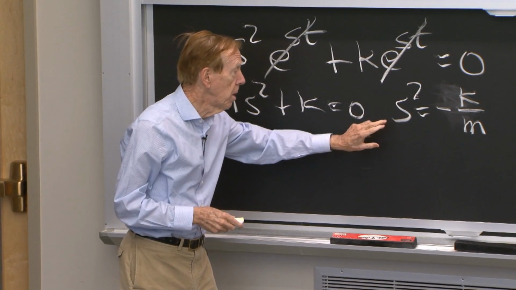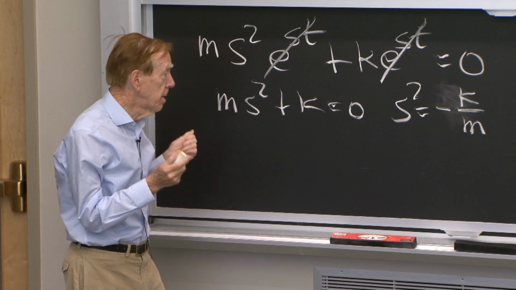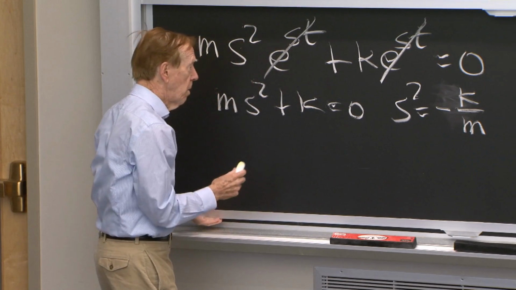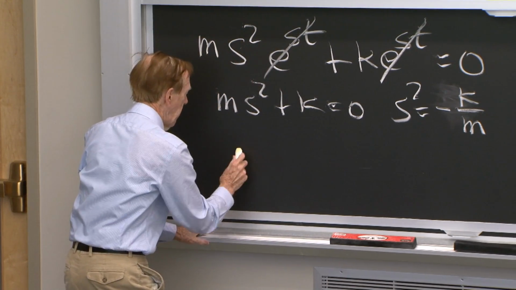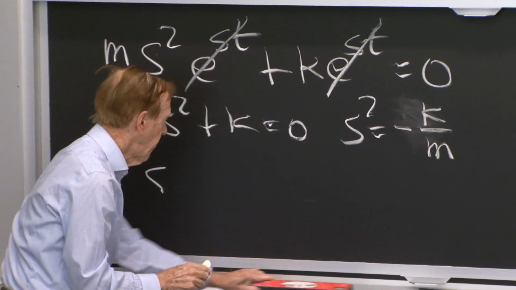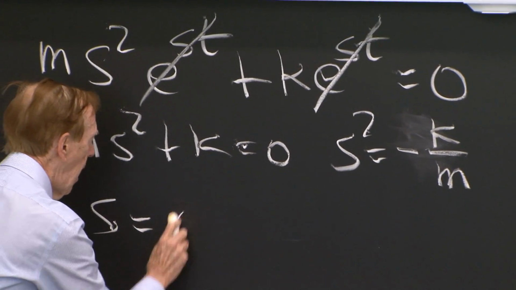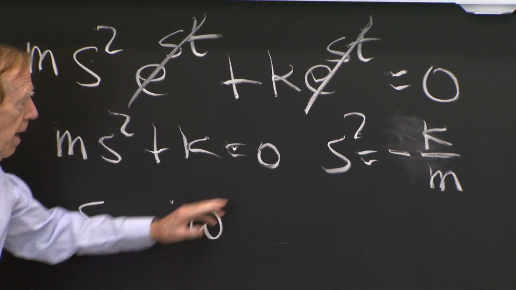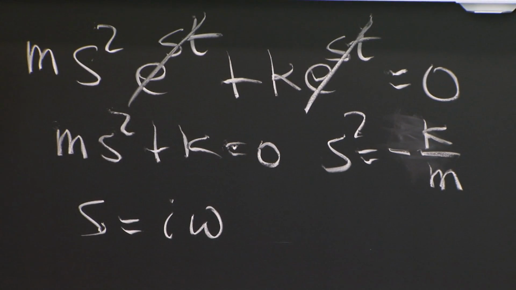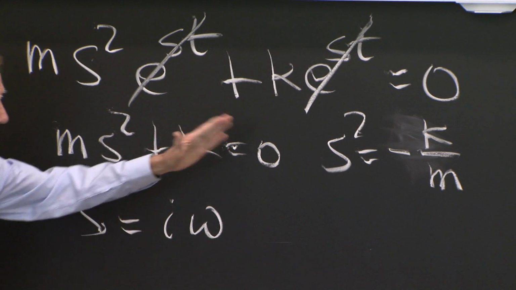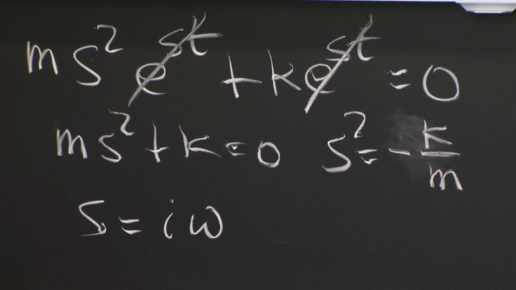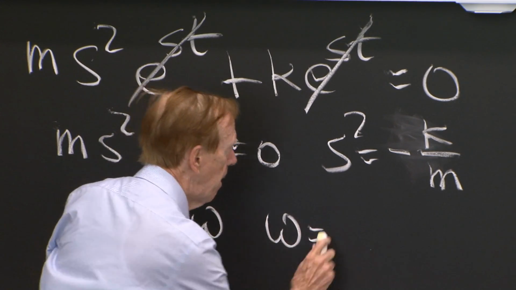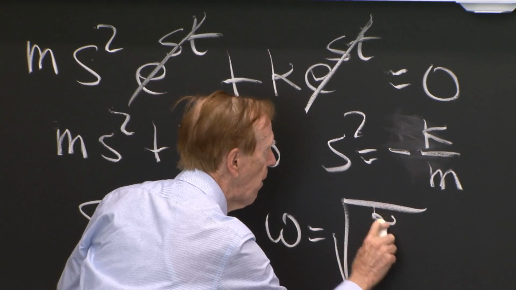Okay, so it's natural to think, so s is the square root of that. So I'm going to write, everybody writes s, the frequency s is i omega. So if I plug that in, I have omega squared equal k over m. i squared and the minus 1 deal with each other. So the frequency omega, here's the great fact, is the square root of k over m.